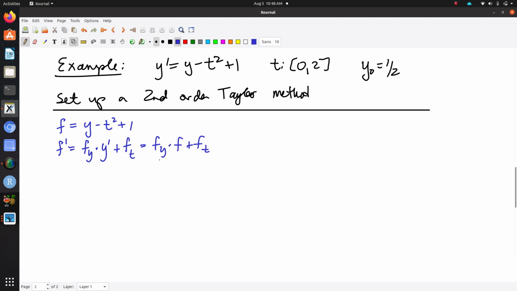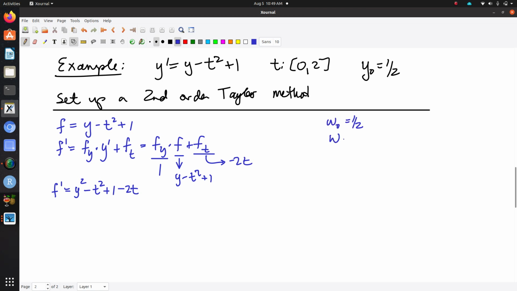Okay, so the partial of f with respect to y is just 1. This f is just y minus t squared plus 1. And this guy is just going to be minus 2t. Right, so you put it all together and you get f prime in the formula ends up being y minus t squared plus 1 minus 2t. We're going to probably rearrange those pieces so they look a little nicer, but that's the way they are for now. We know that w naught is 1/2.